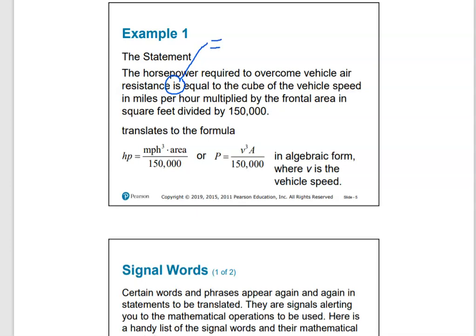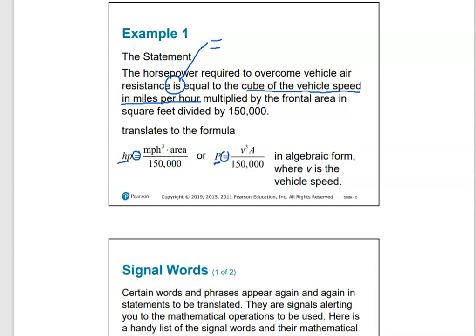So the horsepower required to overcome vehicle air resistance, so we're talking about the horsepower, and in this one they've called it P for horsepower, is, well, that's going to get me my equals, is equal to the cube of the vehicle speed in miles per hour. So we've got this cube of vehicle speed in miles per hour. They wrote that two different ways. They said either miles per hour cubed, which is raised to the third power, or this one they've used the letter V to represent vehicle speed cubed.